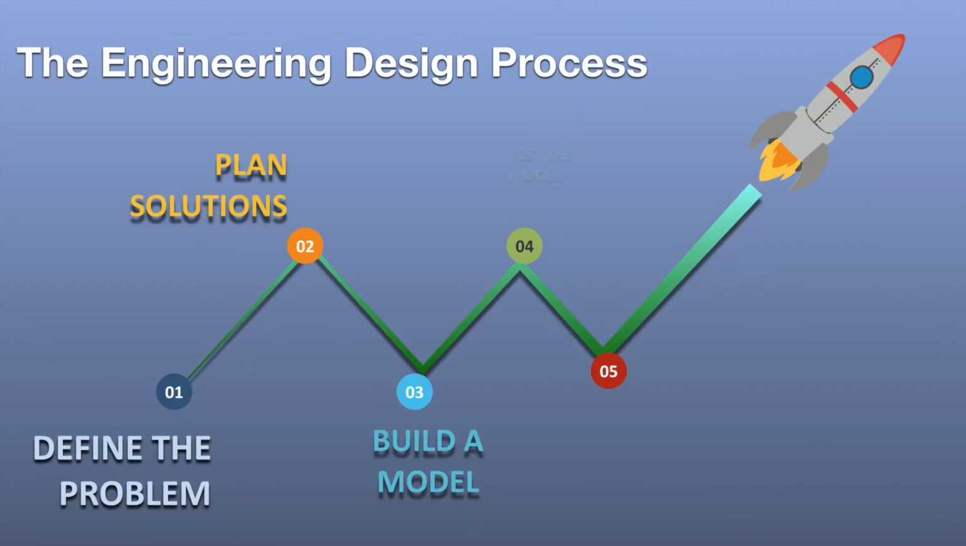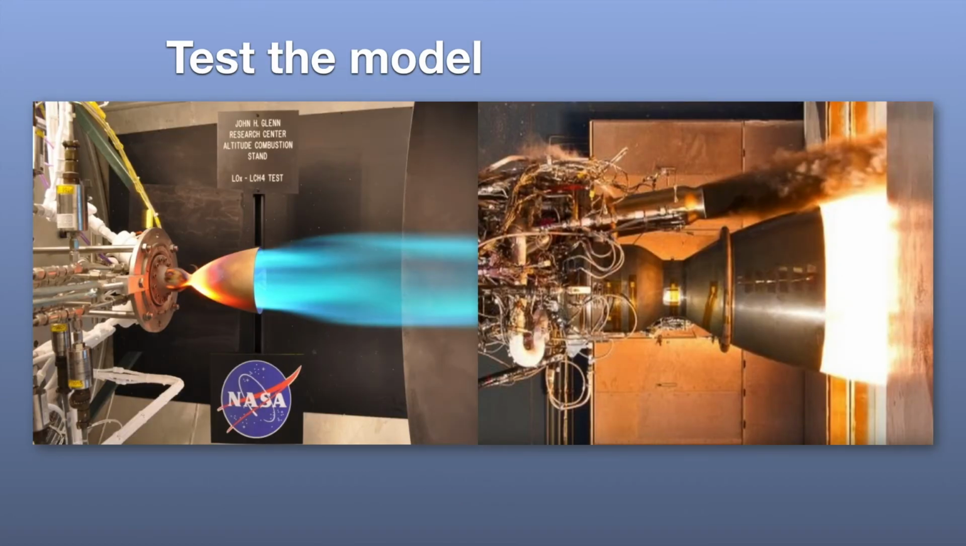Once we have built it, we have to test the model. Engineers test to see if the model solves the problem. They collect data, analyze the results, identify if the constraints are satisfied, and determine possible issues.